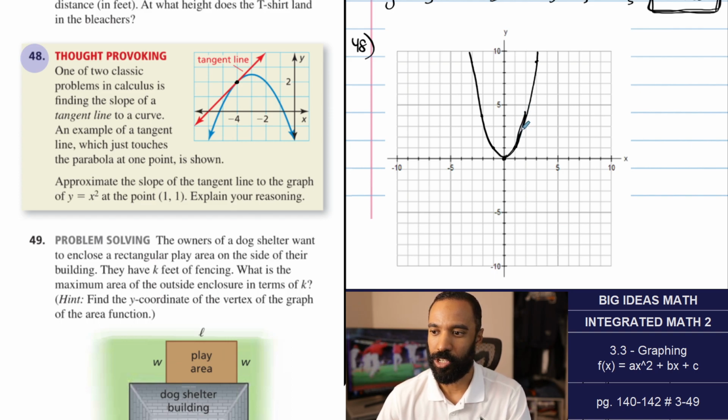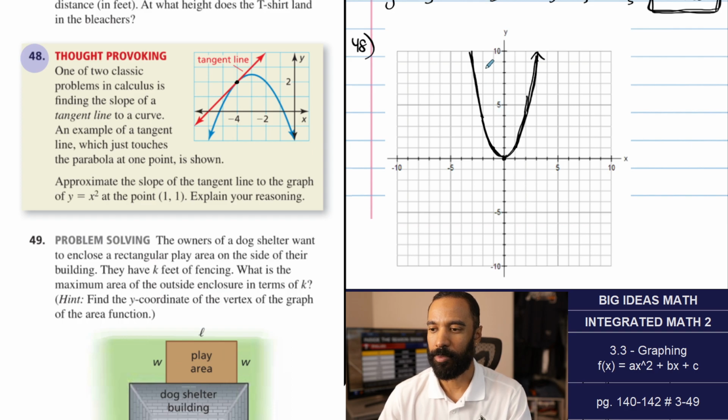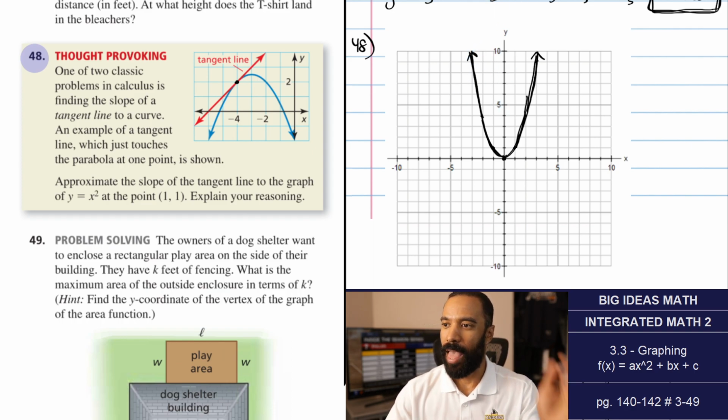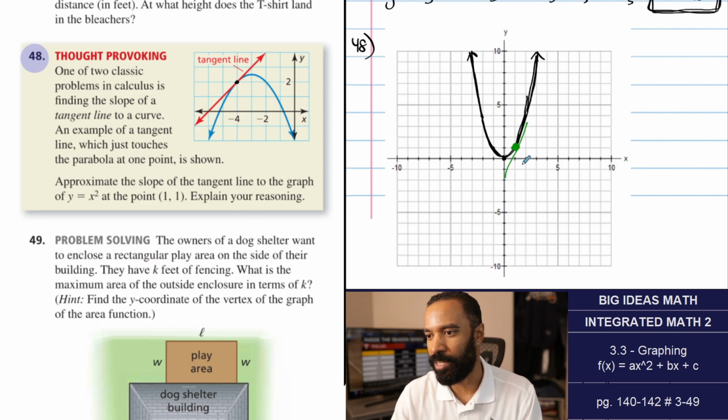Otherwise, it's moot in terms of what we're doing. I just made it terrible. Really, I need it good at (1, 1). It doesn't matter what it is the rest of the way, but okay. This probably does that, right? Okay. At the point (1, 1), they're asking you to approximate what that tangent line would be, what the slope of it would be.